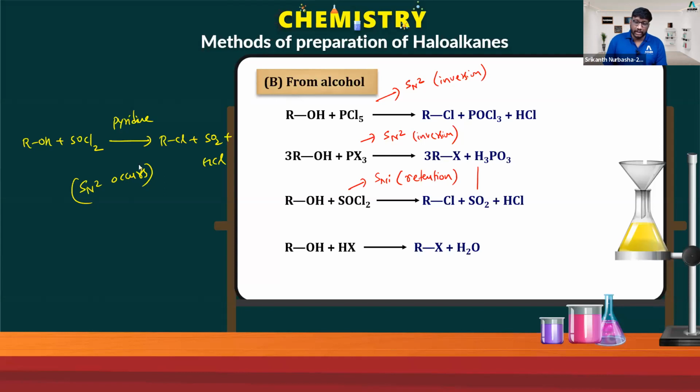Because in the molecule, whatever the H plus is there, that is going to be picked up by pyridine, not the chloride ion. So the chloride ion has to attack from the backside only. So SN2 attack occurs. What happens with ROH plus HX?